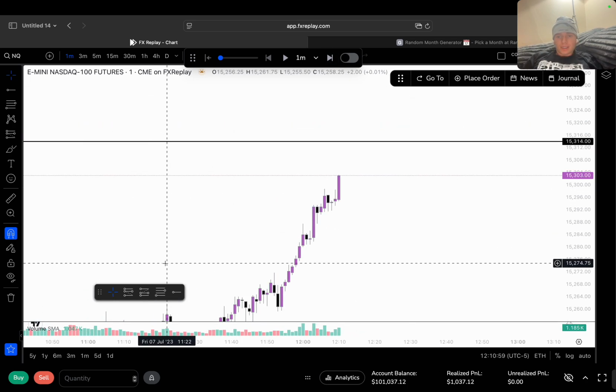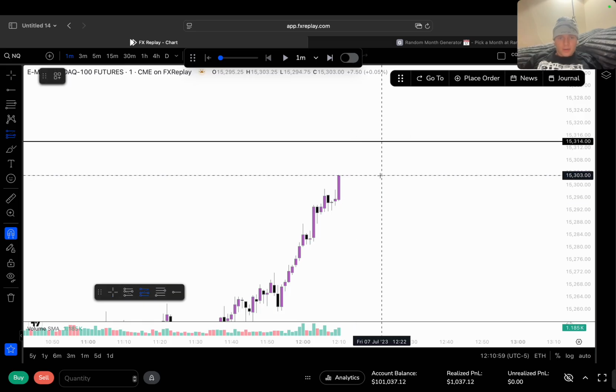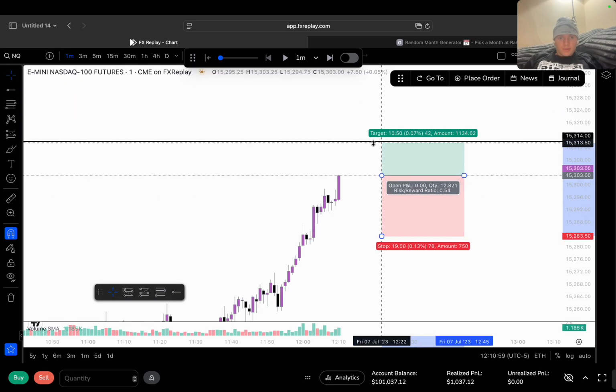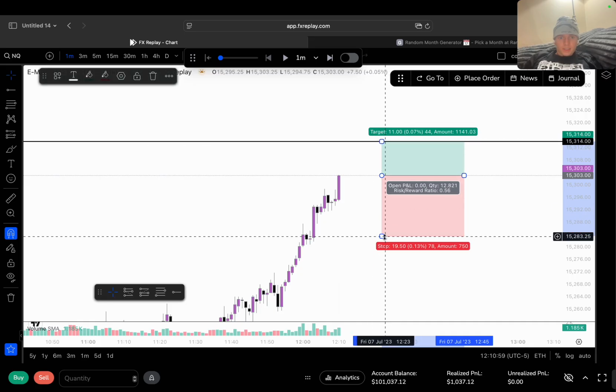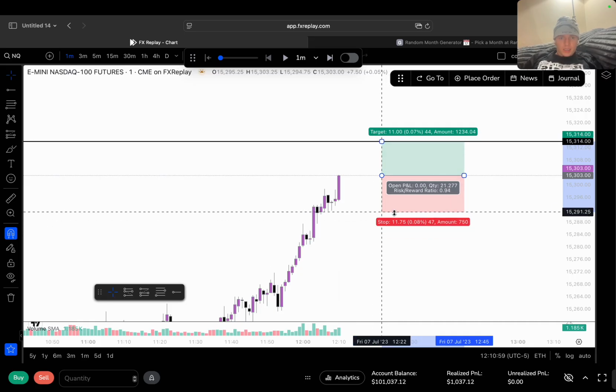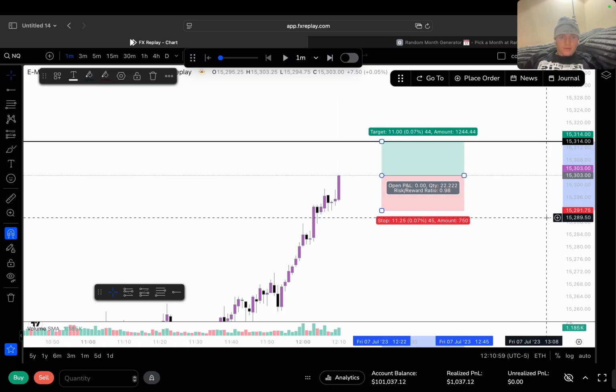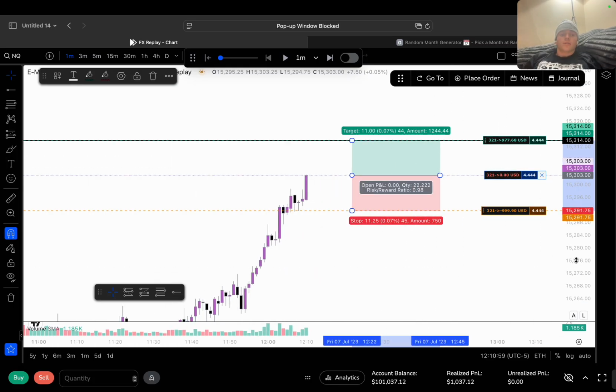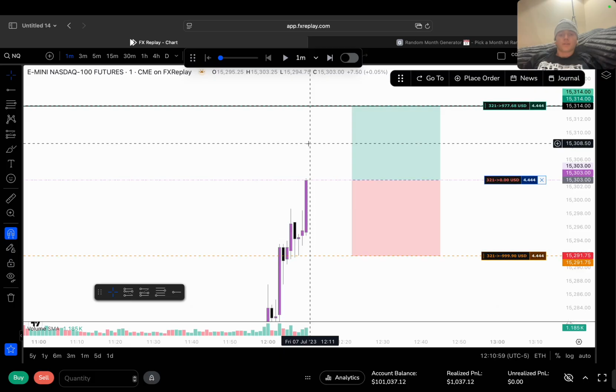Kinda don't like this trade, but pretty clear uptrend. Low displacement, so kind of a little bit more of a scalp. Stop loss right there. Place order. Quick break even if we go into profit here, to be honest.